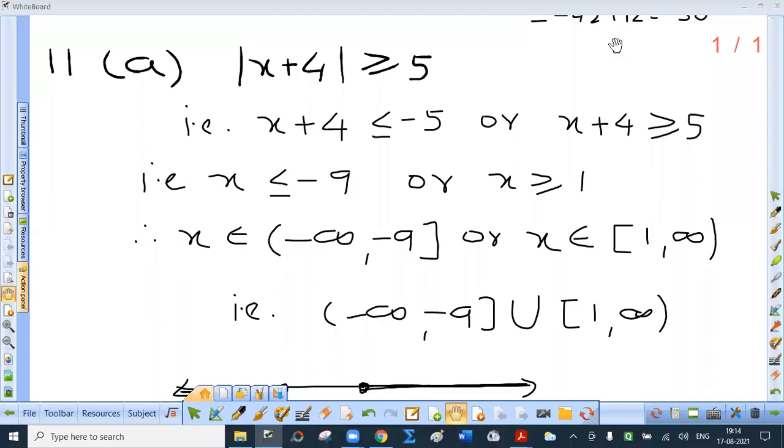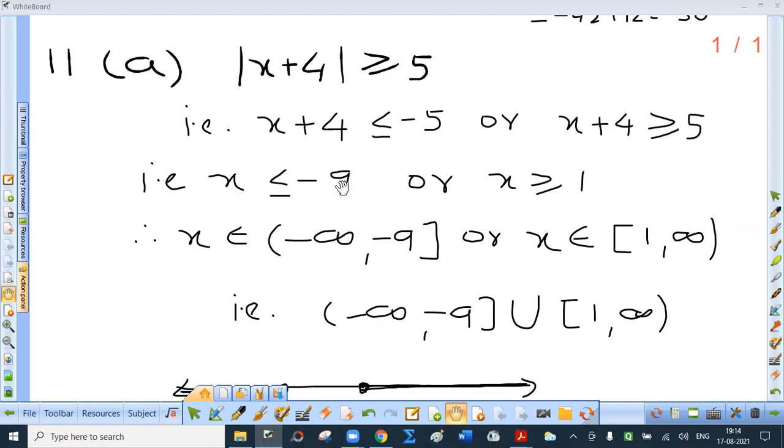Now this question is very, very important. 11. Solve the following for x. A part, modulus of x plus 4 is greater than or equal to 5. Note that the modulus of a negative number is also positive. So x plus 4 is either less than or equal to minus 5, or x plus 4 is greater than or equal to 5. That is x less than or equal to minus 9.